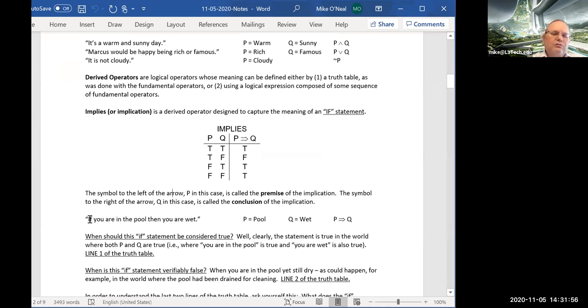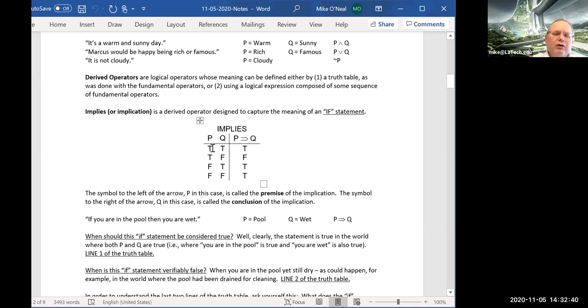So if I were to say, if you're in the pool, then you're wet, this if statement could either be true or false. I could be telling you something that's true, but I could be telling you something that is false. I might be lying to you, or I might be mistaken. So this if statement could be either true or false. Now, I'm talking about the statement itself, the if statement itself. If you're in the pool, then you are wet.